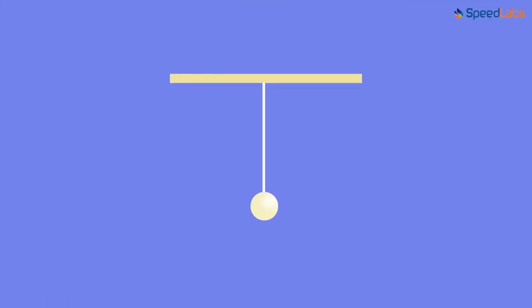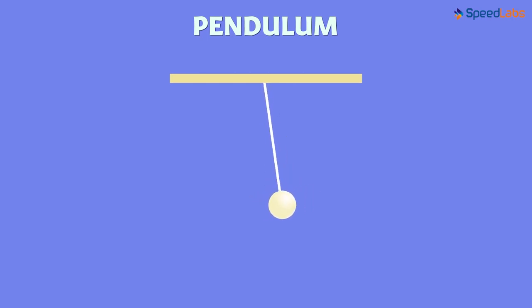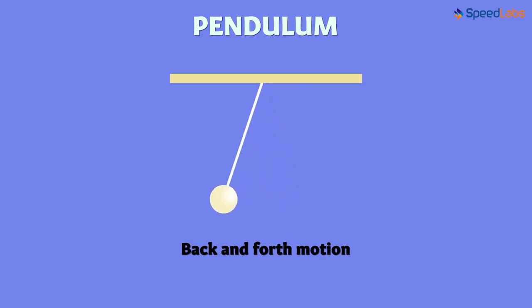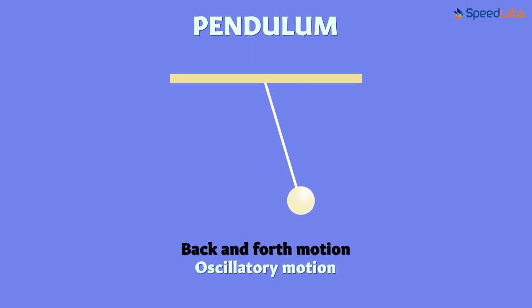Consider a weight hung freely from a fixed support. This is called a pendulum. If you give a slight push towards the right, it will start moving back and forth. This back and forth motion of a pendulum is called oscillatory motion.